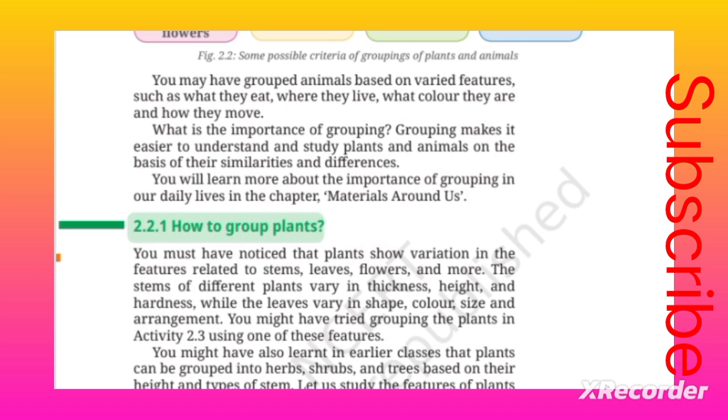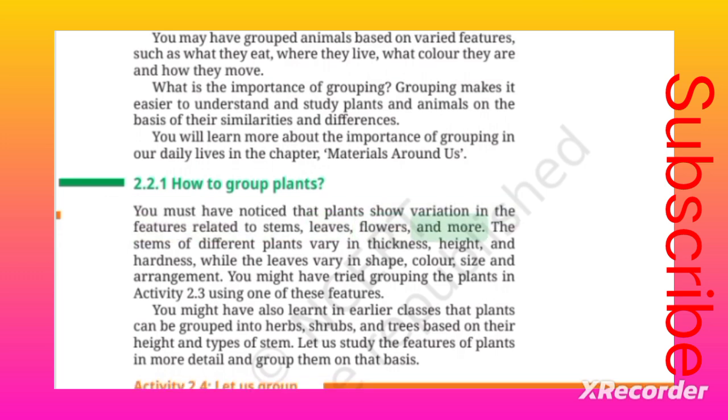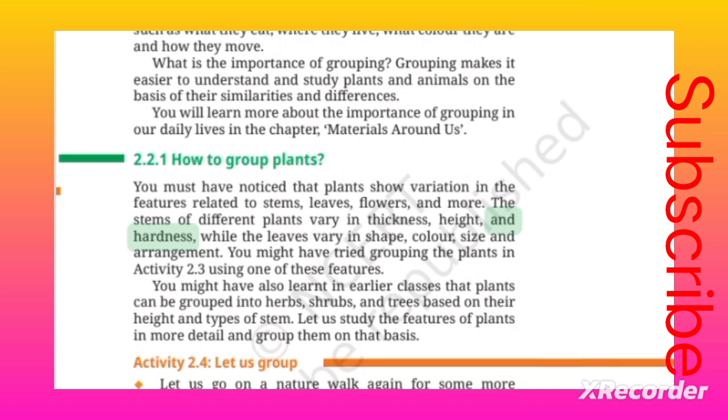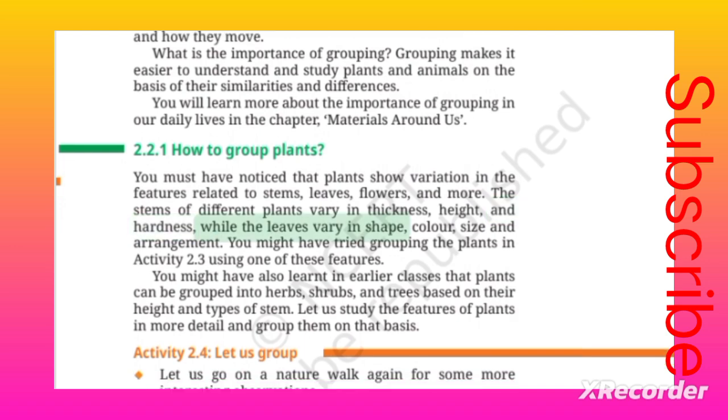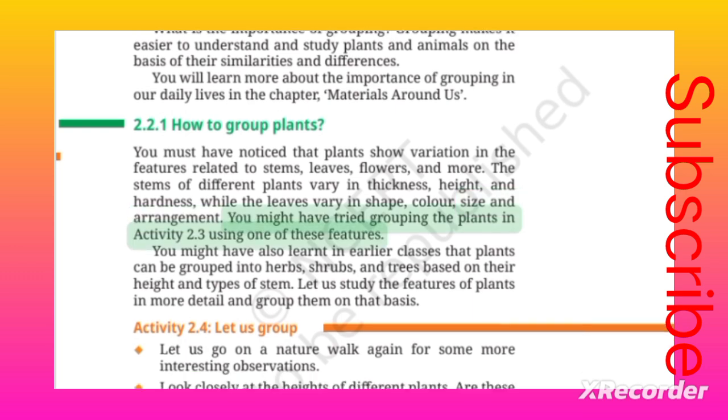2.2.1 How to Group Plants. You must have noticed that plants show variation in the features related to stems, leaves, flowers, and more. The stems of different plants vary in thickness, height, and hardness, while the leaves vary in shape, color, size, and arrangement. You might have tried grouping the plants in Activity 2.3 using one of these features.